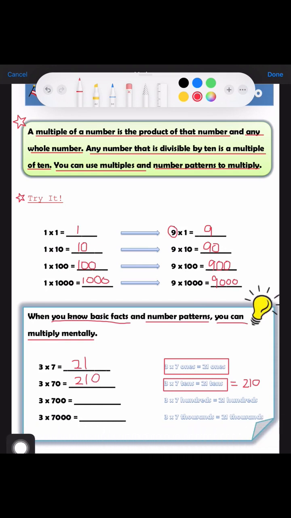How about 3 times 700? Similarly, 3 times 700 equals to 21 hundreds, which is 2100. And last, 3 times 7000 equals to 21,000. So the answer is 21000.